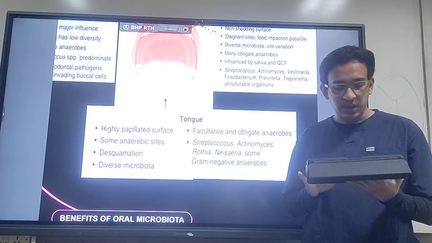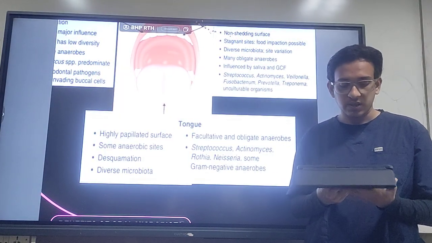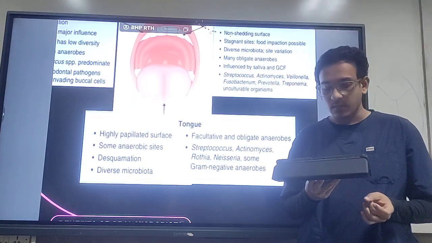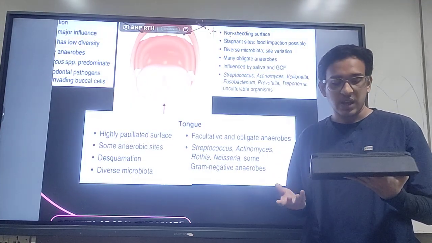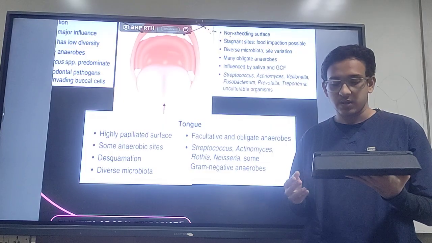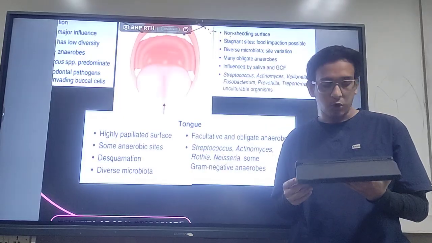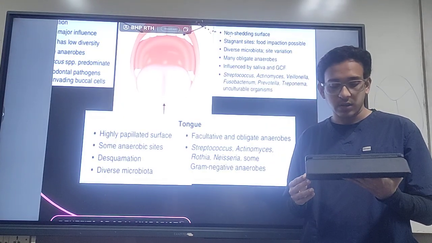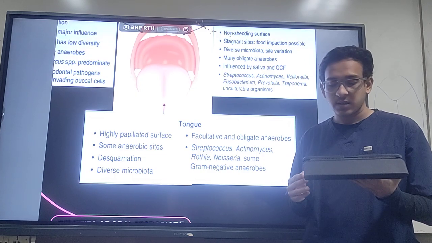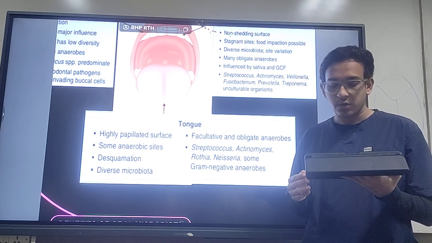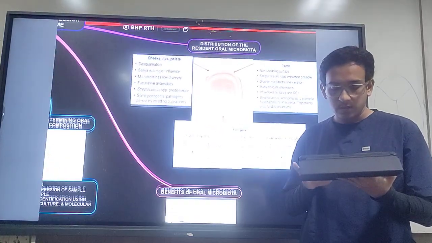In the tongue region, it is a highly papillated surface, so some anaerobic sites are present, and anaerobic bacteria are also seen. The tongue region has a diverse microbiota. Species such as Streptococcus, Actinomyces, Rothia, Neisseria, and some gram-negative anaerobes are seen.